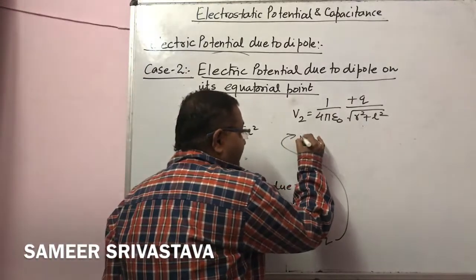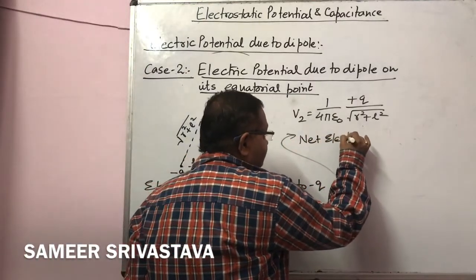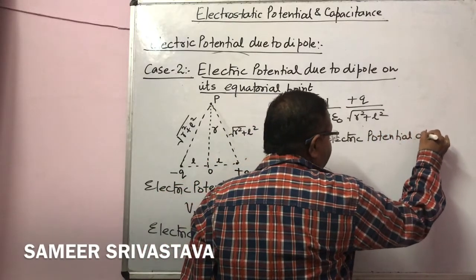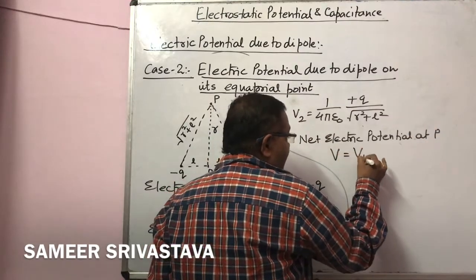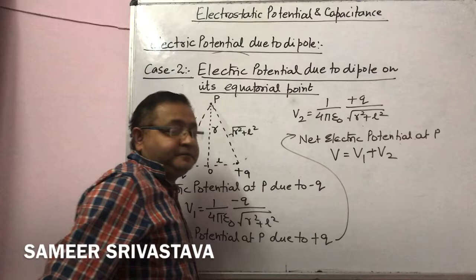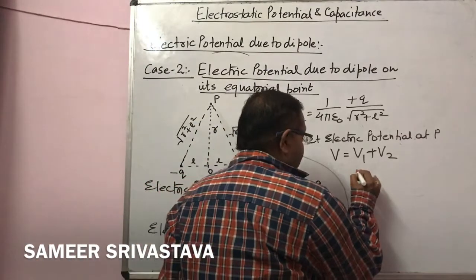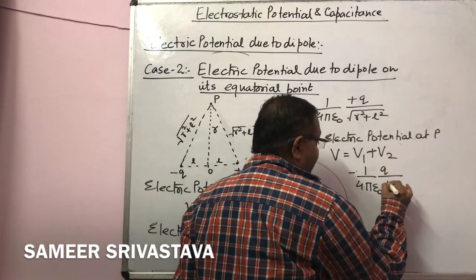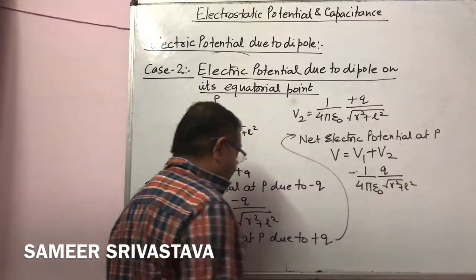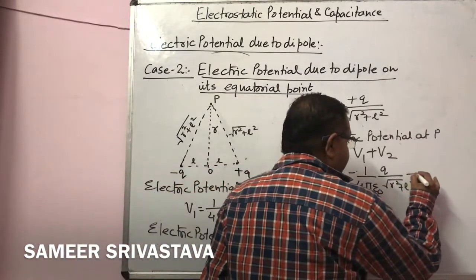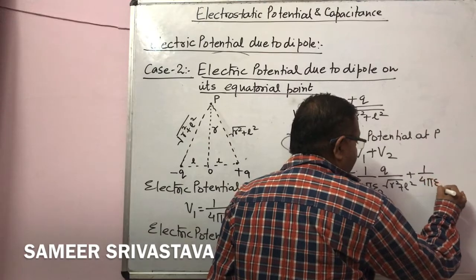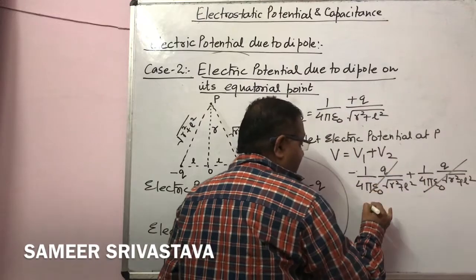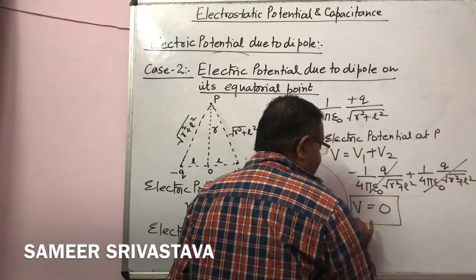And now the net potential at P. What is the net? Total summation of individual potentials, V1 plus V2. Put the values. V1 is minus 1 upon 4 pi epsilon naught q upon under root r square plus l square, plus 1 upon 4 pi epsilon naught q upon under root r square plus l square. Both terms cancel out and our answer is 0.